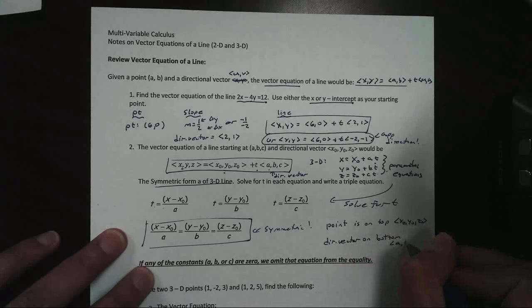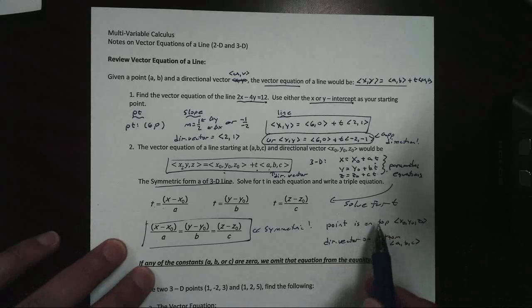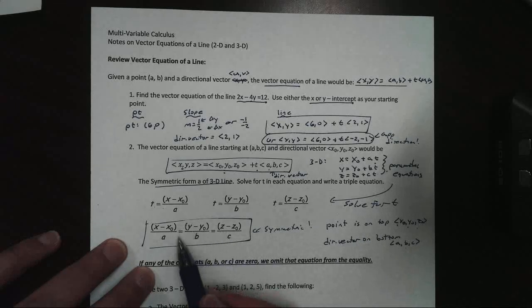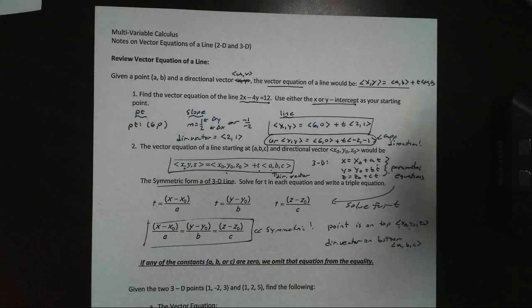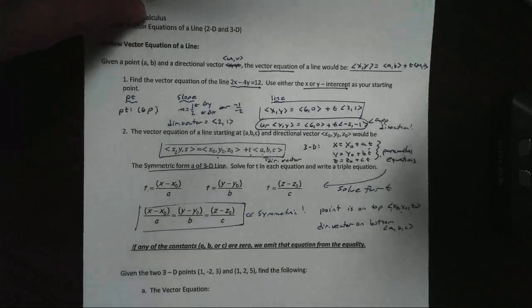And that's our a, b, c. So if you just know what x naught, y naught, z naught are, and you know your direction vector, you can go pretty much straight to any form that you want. And that's what we're going to be taking a look at here today. So let's take a look at an example.